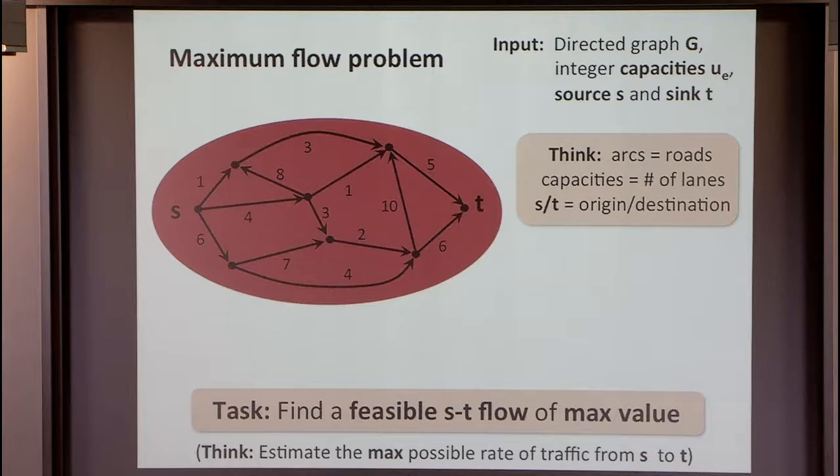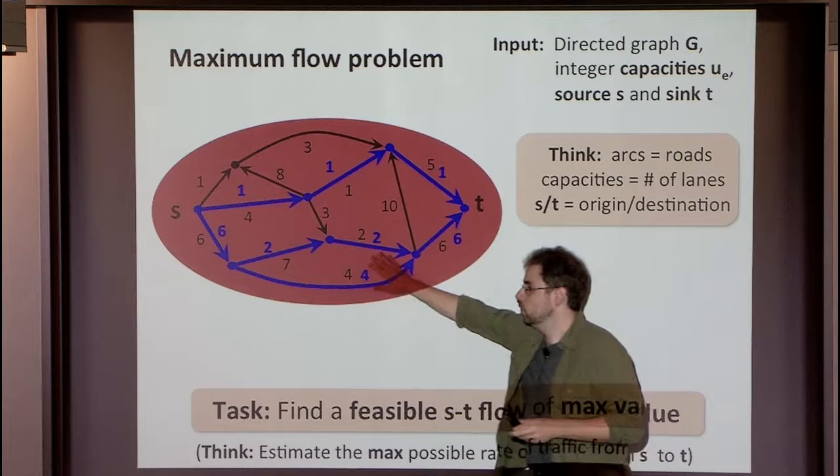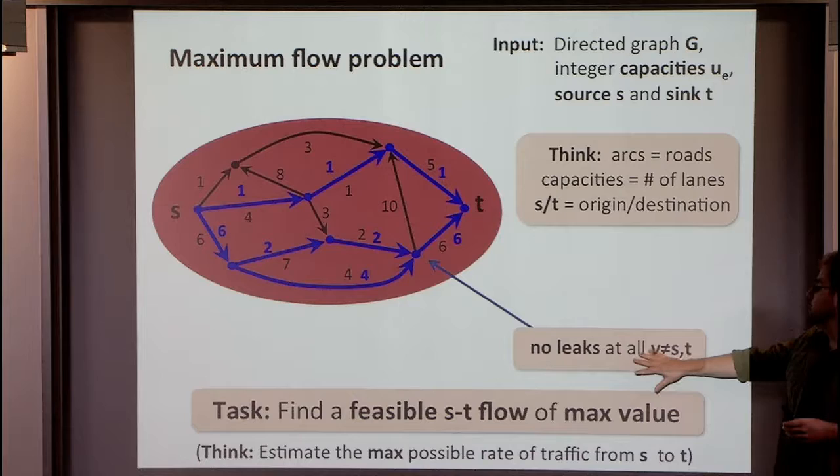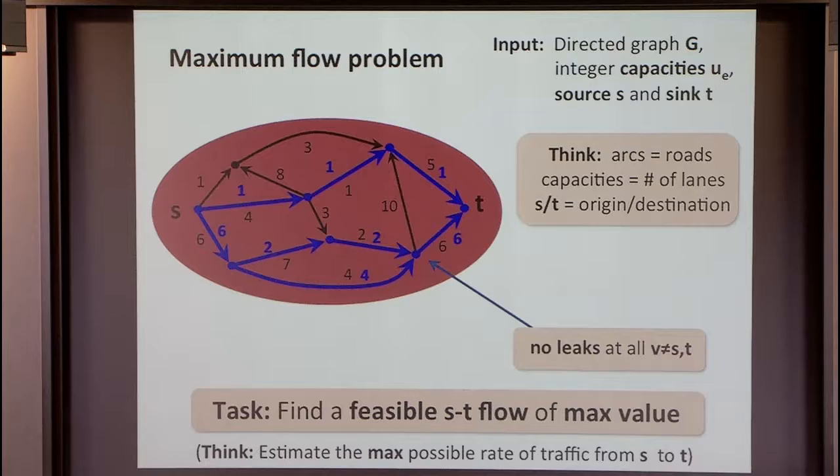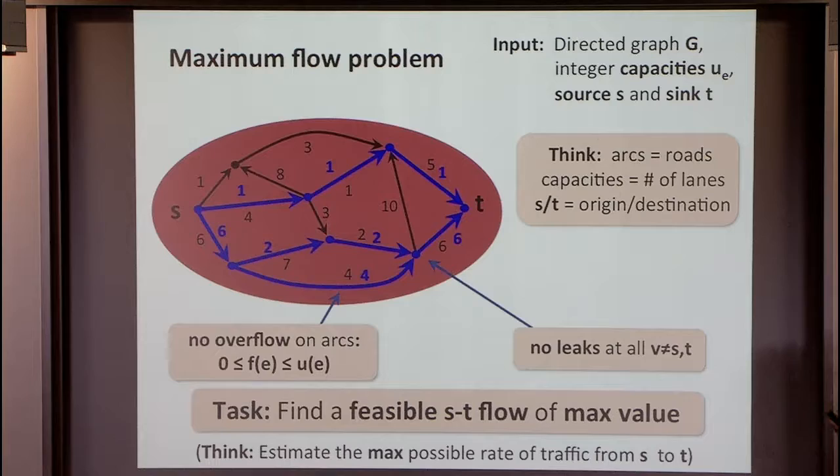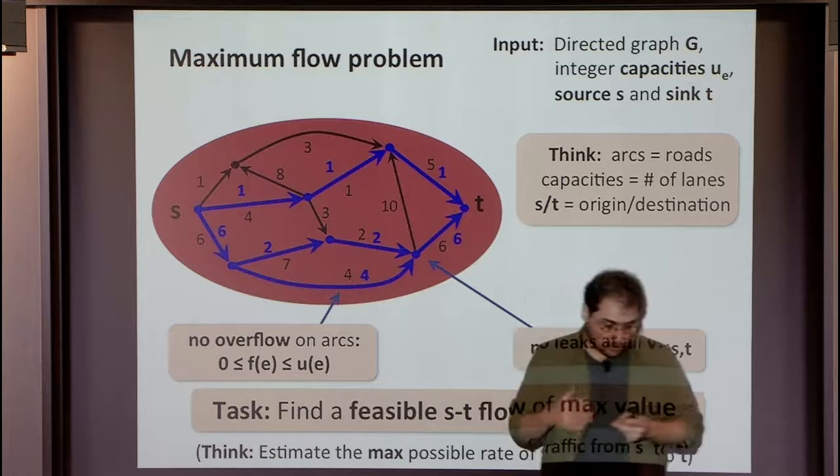Okay? So what is a feasible S-T flow? A feasible S-T flow is any assignment of numbers to arcs that satisfies two types of constraints. One type are the flow conservation constraints. They just tell us that there are no leaks at vertices other than S and T. So whatever traffic is coming in should come out. That's a very healthy constraint. And the other type is the capacity constraint. What it says is that there's no overflow on arcs, meaning we cannot assign more flow to an arc than its capacity.